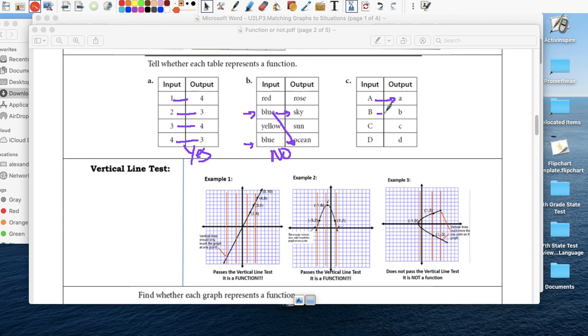This one was a yes. A to little a, B to little b, C to little c, and D to little d. Yes, a function.